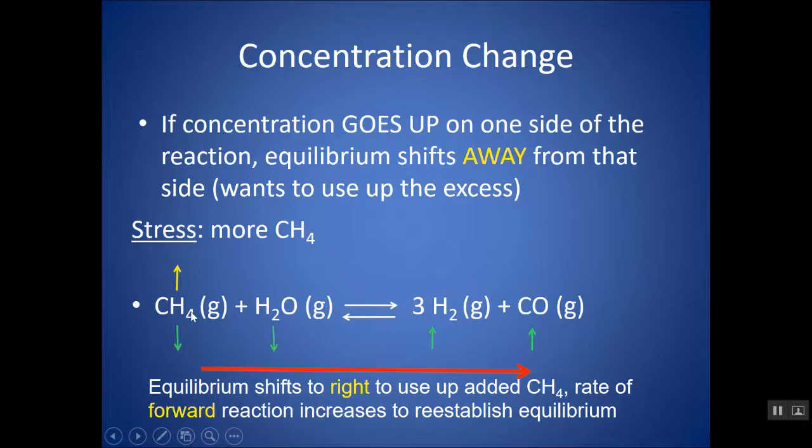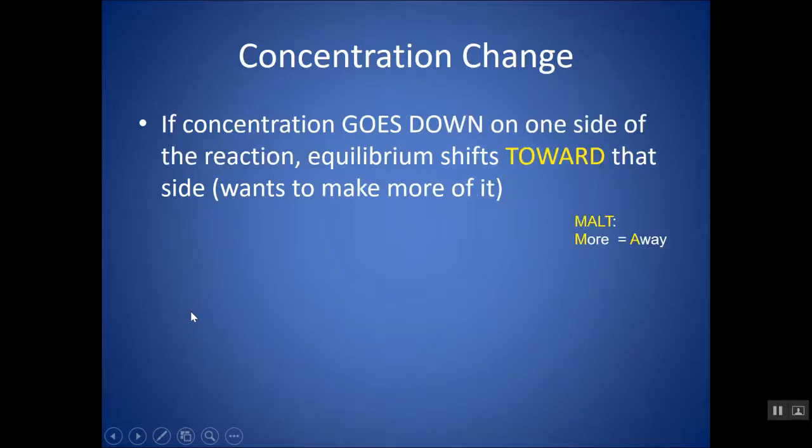More away, less toward. If the concentration goes up, so more away, that's part of MALT that we said so far. Let's look at the second half, less toward. If the concentration goes down, the equilibrium is going to shift toward that substance to make more of it. It makes sense. It's counteracting the stress. If I have more of something, it needs to shift away from it to use it up. If I have too little of something, less of something, it wants to shift toward it to make it.